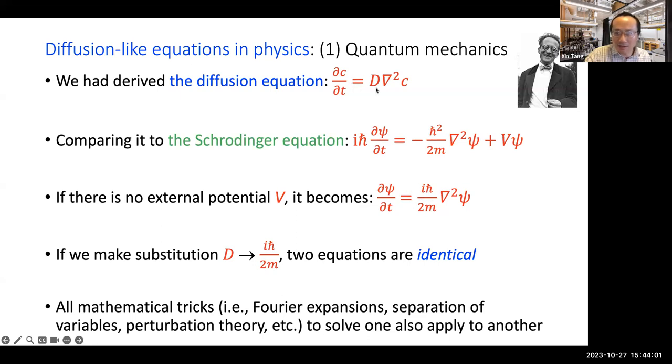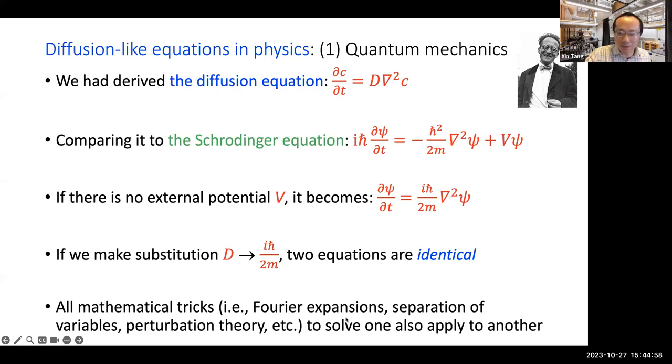This term looks very similar to this term, right? Very similar. On the left hand side is also the wave function, the temporal change of the wave function. The right hand side is the spatial variation of the wave function, right? If we put D here, D equals this term, then these two equations are actually identical. What does this mean? This means any mathematical method you derived in the engineering field to solve the diffusion equation can also be used to solve the Schrodinger equation in the physics domain, or in the quantitative biology domain.